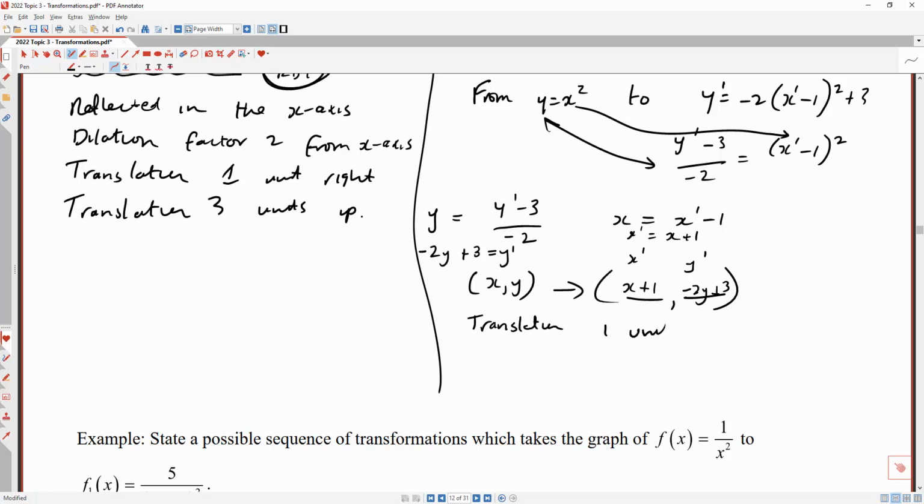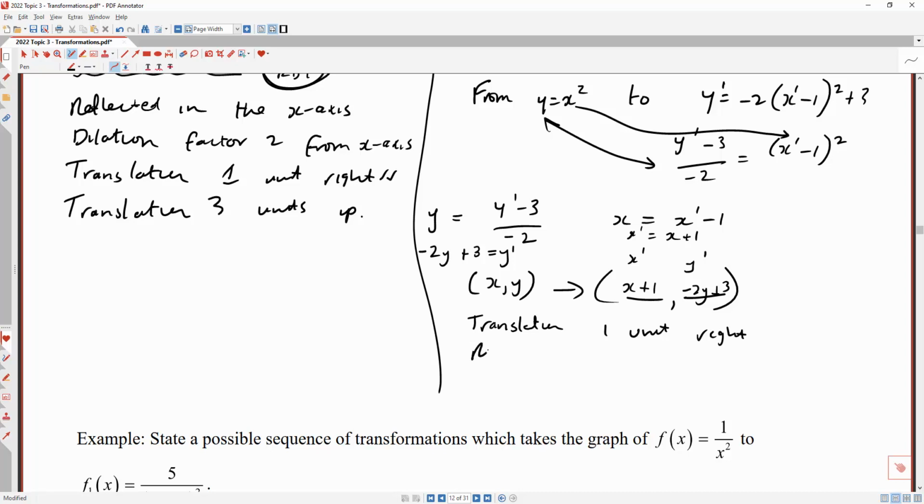Now this is a translation, 1 unit right, and that's this one here. Alright, over to the y's. Now we see this negative sign here and we can say that that's a reflection, or we could also say that we dilate by a factor of 2 from the x-axis.